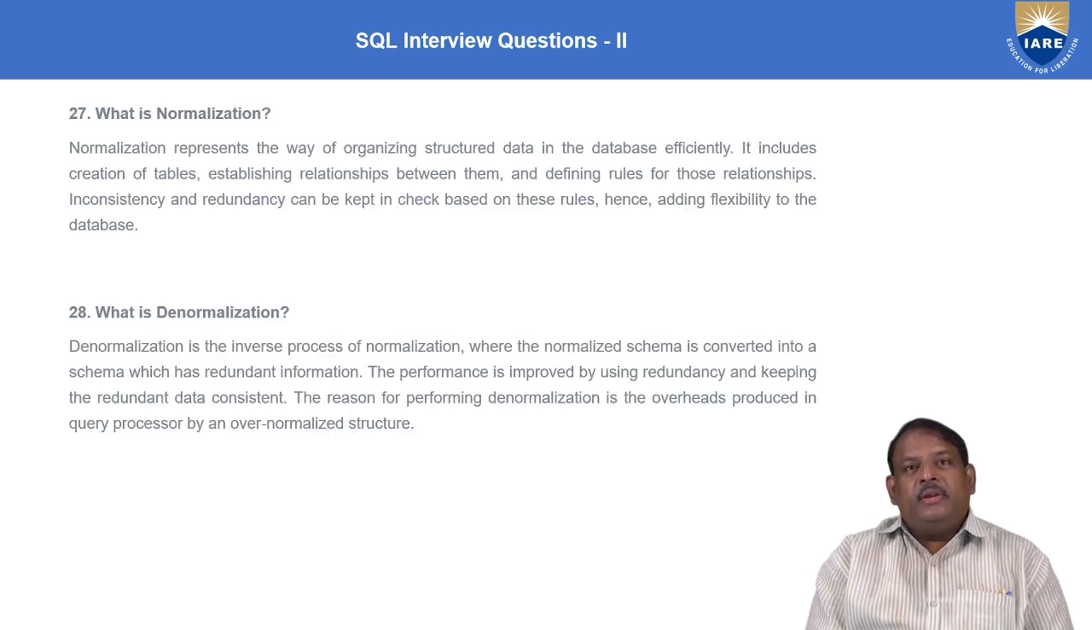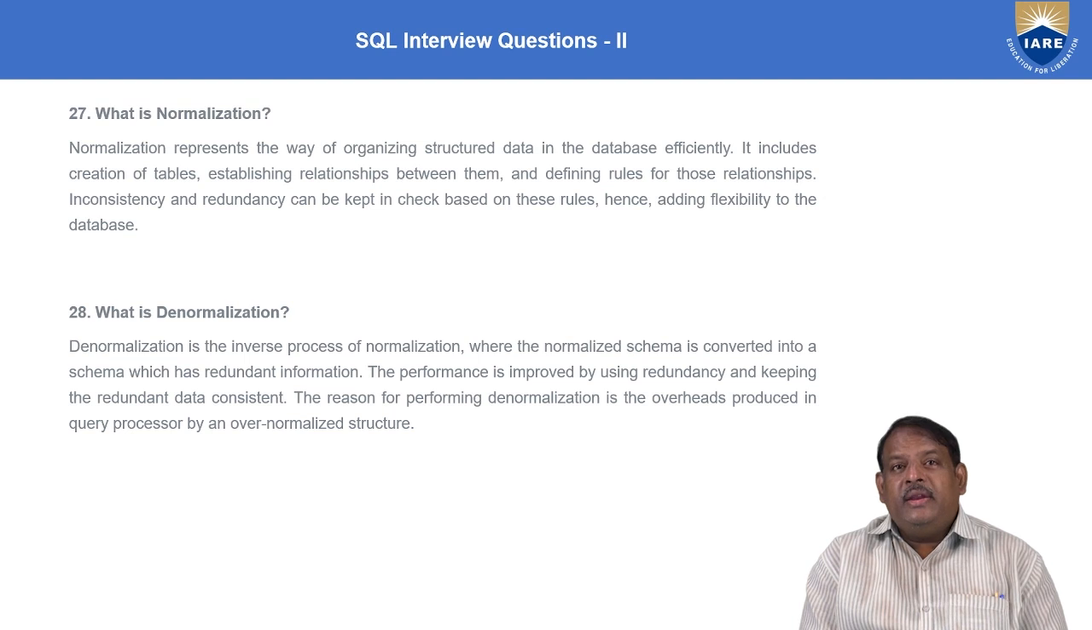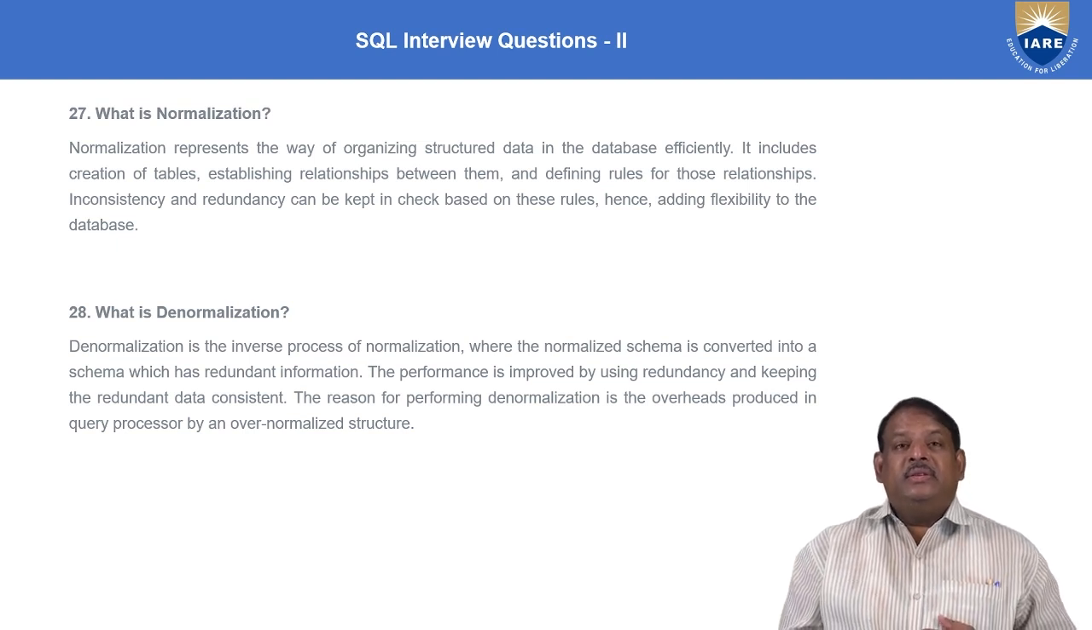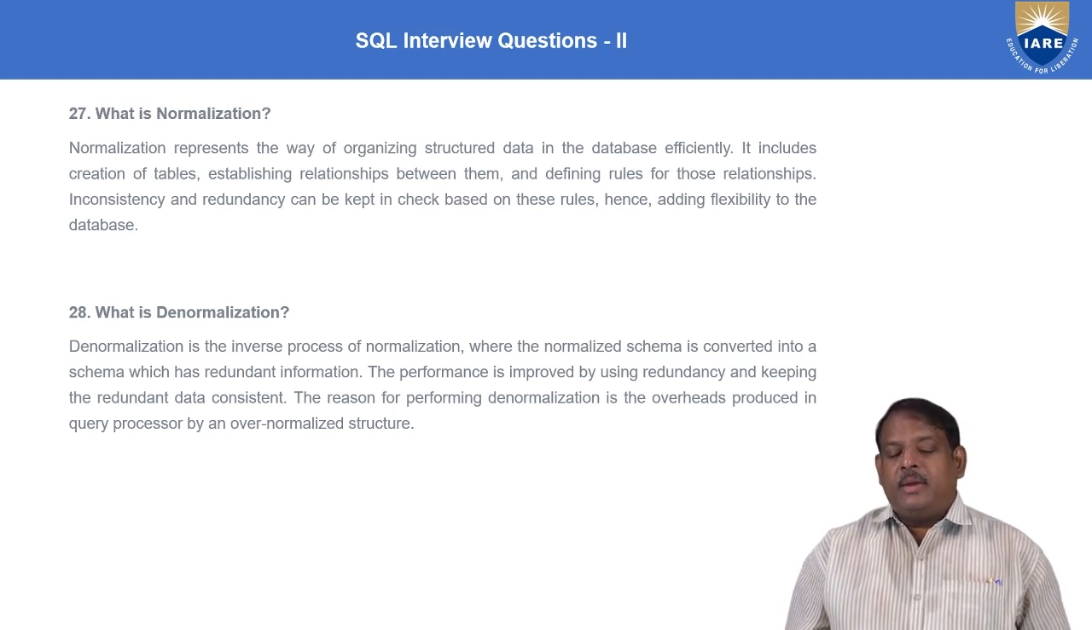Next slide. What is normalization? The term normalization represents the way of organizing structured data in the database efficiently. It includes the creation of tables, establishing relationships between them, and defining rules for those relations. Inconsistency and redundancy can be kept in check based on these rules, hence adding to the flexibility of the database.